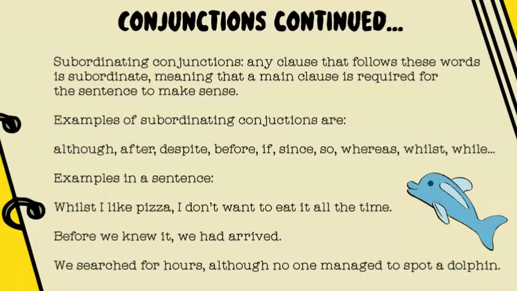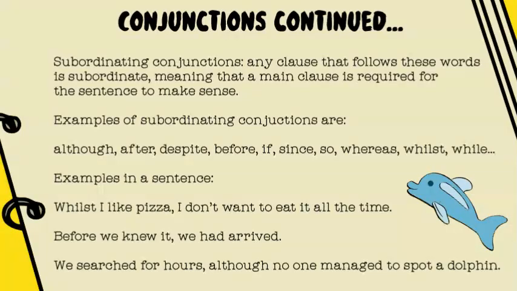In a sentence then, whilst I like pizza, I don't want to eat it all the time. The word whilst is the subordinating conjunction, and that means the words that follow it, I like pizza, form a subordinate clause. The independent main clause that helps that sentence to make complete sense is I don't want to eat it all the time.